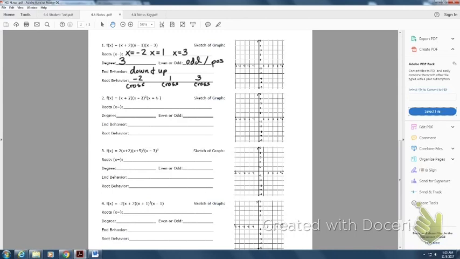Okay, so I can come over here. I've got one at -2, I've got one at 1, and I've got one at 3. And because that A is positive, I know it's going to go in that direction.